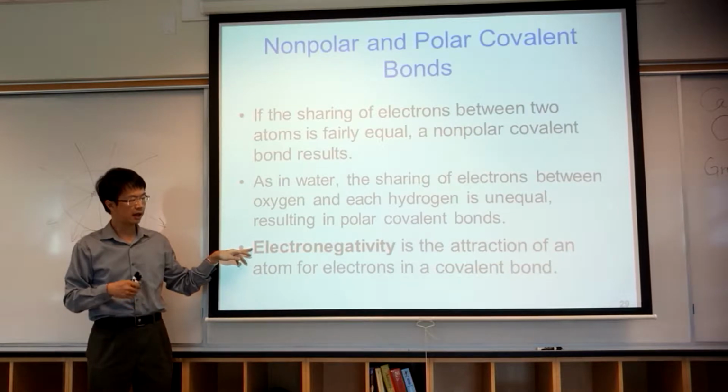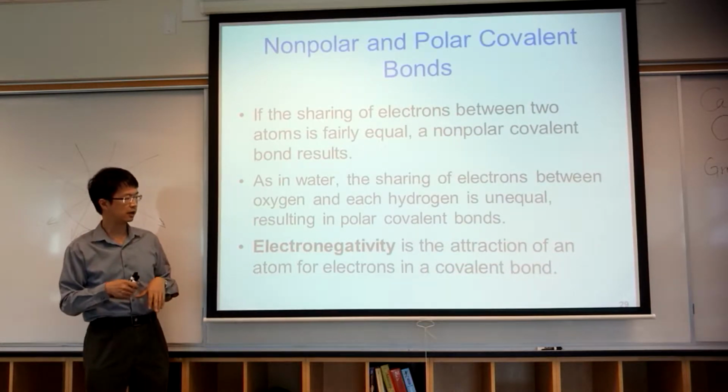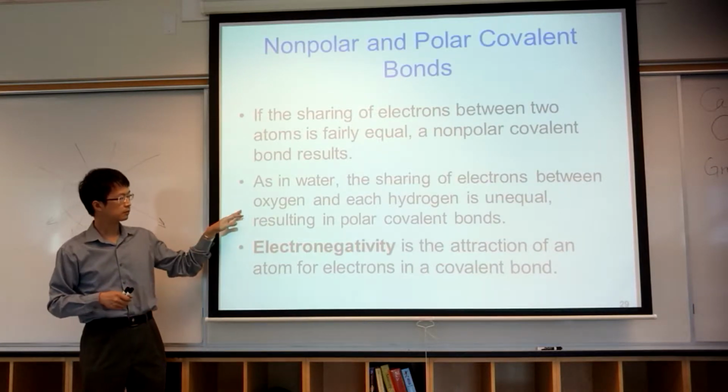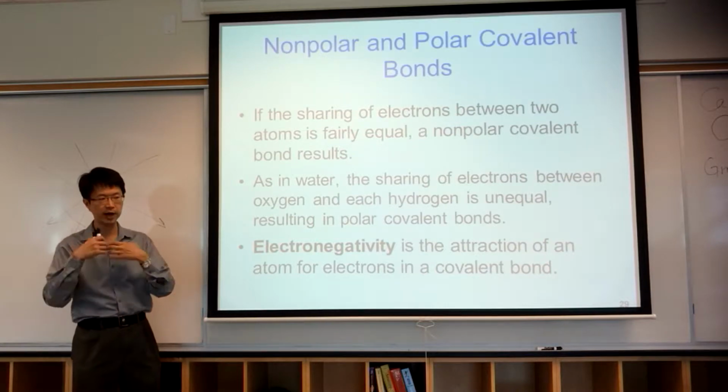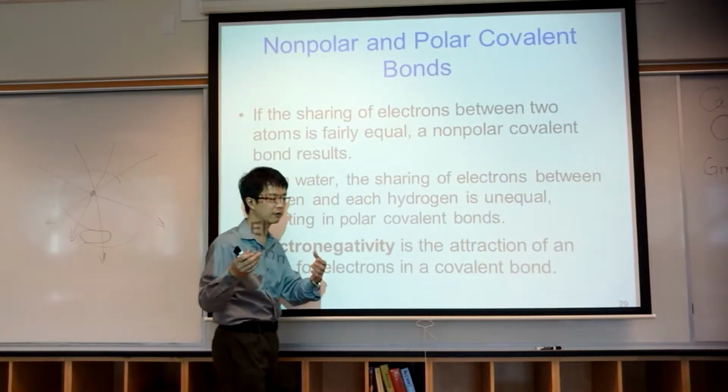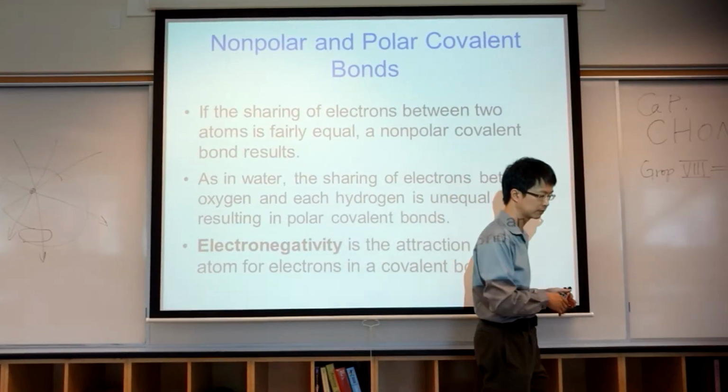Some atoms are more electronegative than others. Some atoms are not. The atoms that are more electronegative will attract the electron. They will attract the covalent bond closer to themselves.